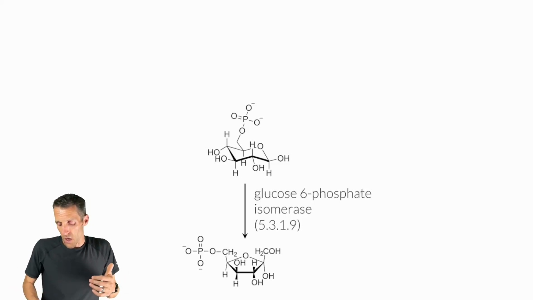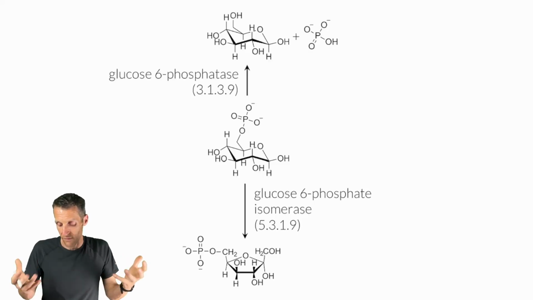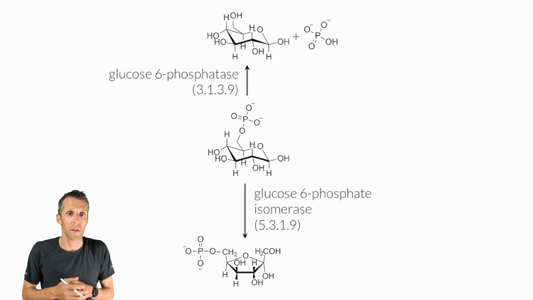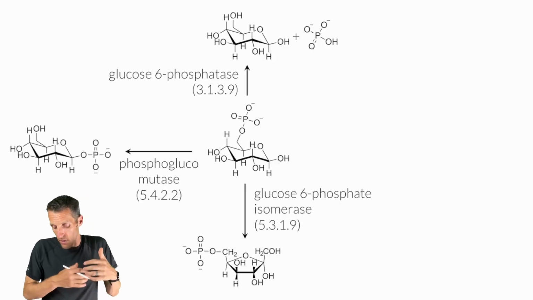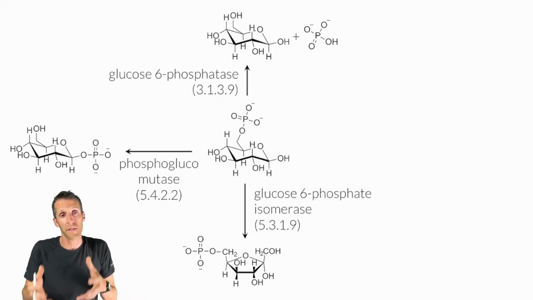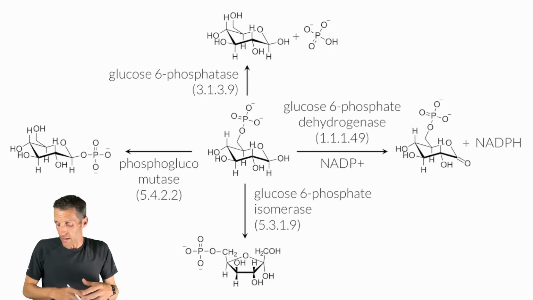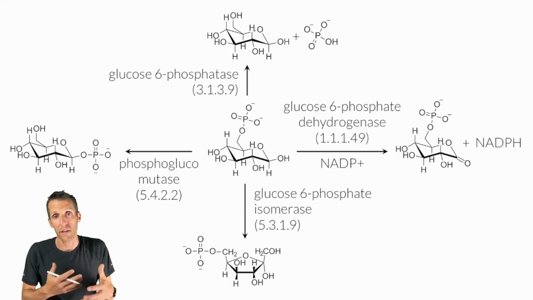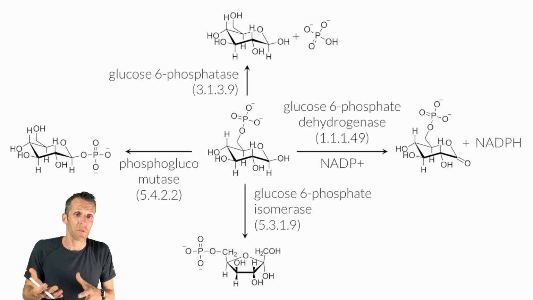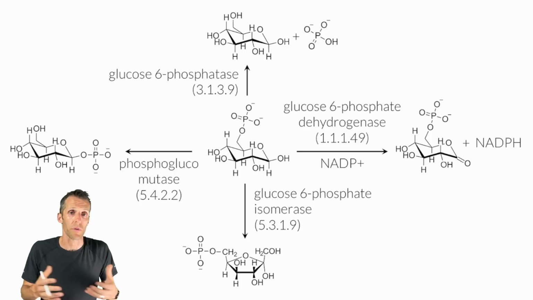But if you add a different enzyme, I don't know, glucose 6-phosphatase, you can turn it into just a glucose molecule with a free phosphate. If you add the enzyme phosphoglucomutase, you can actually move it from glucose 6-phosphate to glucose 1-phosphate, so we just move the position of the phosphate. And then if you add glucose 6-phosphate dehydrogenase and NADP+, you can actually do an oxidation reaction where you change one of the oxidation states of this glucose molecule.